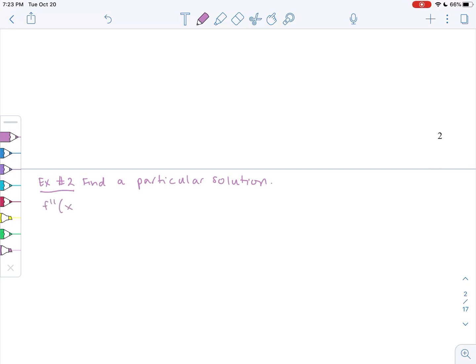So find a particular solution. You're given the second derivative is equal to x to the negative 3/2. Something called your initial condition is the first derivative at 4 is equal to 2. And then another initial condition is f of 0 equals 0. And they want you guys to find out what the original function is.